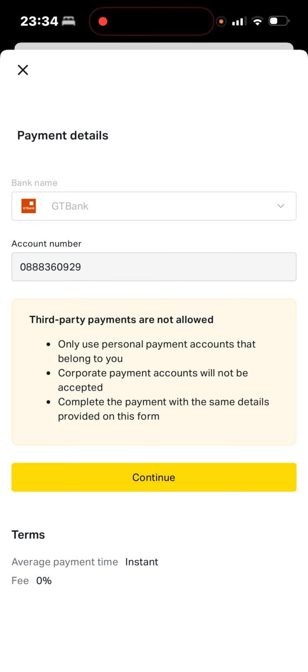Now, third-party payments are not allowed. Only use personal payment accounts that belong to you. Yes, you have to use a bank account name that is connected to your account name. Your account name needs to be linked so the app can easily verify that this person is sending to his own account. That's what they're trying to say. Complete the payments with the same details provided on this form. So let's click on continue.